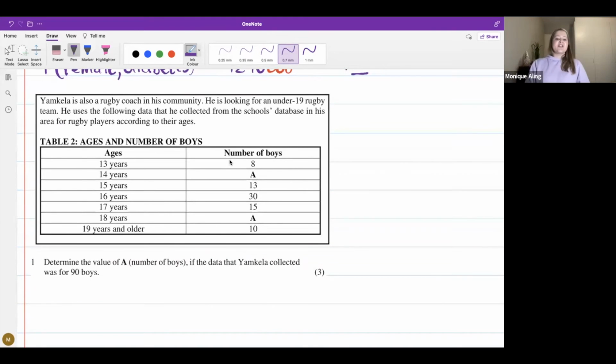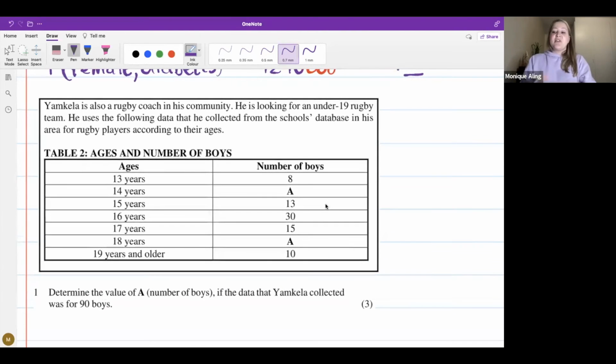Yamkela is also a rugby coach in his community. He is looking for an under-19 rugby team. He uses the following data that he collected from the school's database in his area for rugby players according to their ages. Okay, so they've organized the data for us quite nicely. So we can see that there are 8 boys that are 13 years old. We don't know how many are 14 years old. We can see that 13 boys are 15 years old.